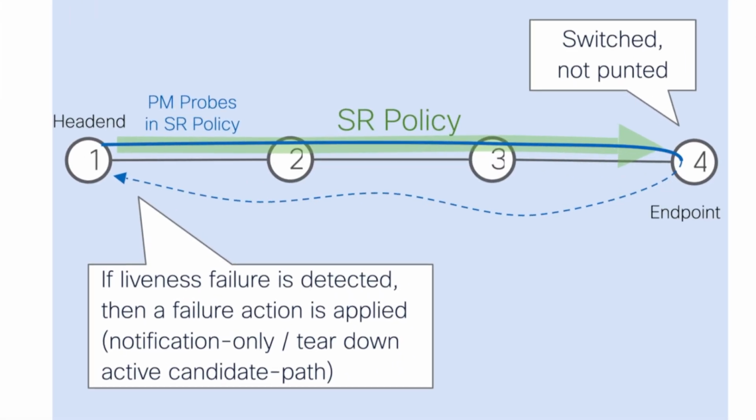Because we're doing liveness monitoring, the head end will have the ability to perform invalidation actions, such as, for example, provide a notification if the data plane is not successful in its verification, or actually bring down the active candidate path of the policy in case there is the detection of a liveness failure.